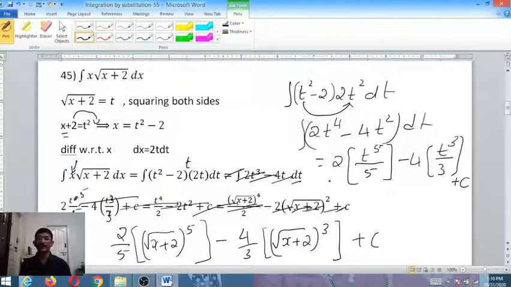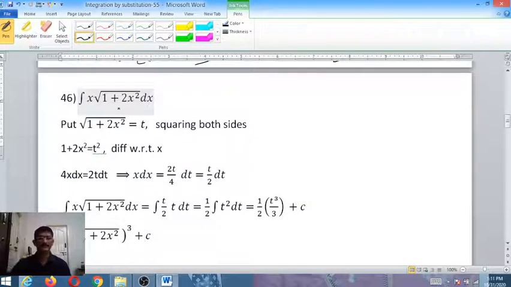So 2 by 5 into t power 5, that is 2 by 5 into root of x plus 2 power 5, minus 4 by 3 t cube. T cube is root of x plus 2 whole cube, because the value of t is root of x plus 2. Right?